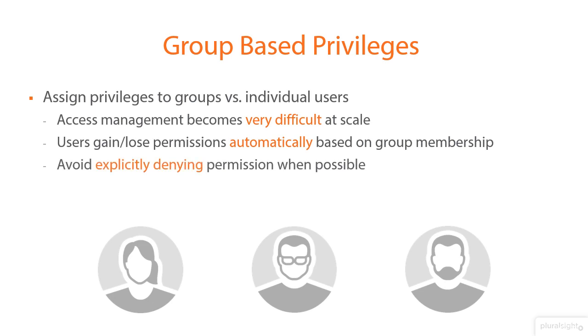We also want to make sure that we avoid explicitly denying permissions when possible. It makes troubleshooting very difficult. So if we have a user that has permissions, they may be a member of 15 different groups that all give them permissions, read, write, maybe even full control to a resource, but yet we have an explicit deny somewhere in that tree, right? Somewhere in that resultant set of permissions, and we say deny.